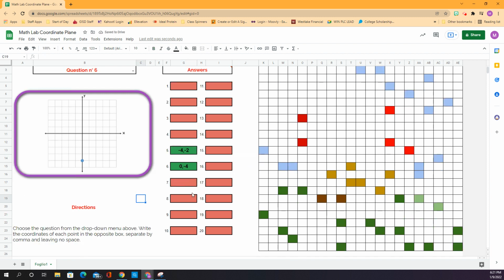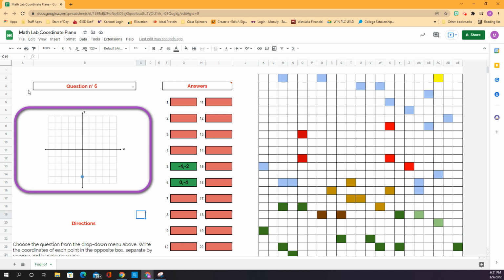Okay, so you're going to complete all 20 problems here on this activity. And if you get confused about anything, just please go back and again watch that video on how to plot points in the coordinate plane.